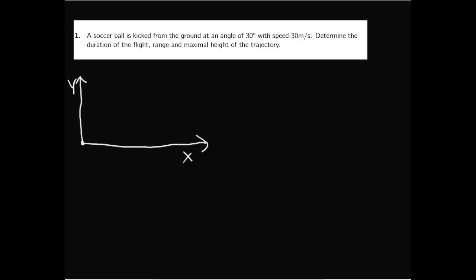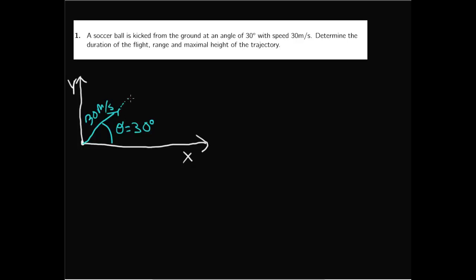The very first thing I always do in these types of problems is draw a picture. So you see I got the y-axis and x-axis here. We know that it's an angle of 30 degrees. That was not a straight line, but you get the picture. The angle equals 30 degrees. We know that the magnitude of this velocity vector is 30 meters per second.